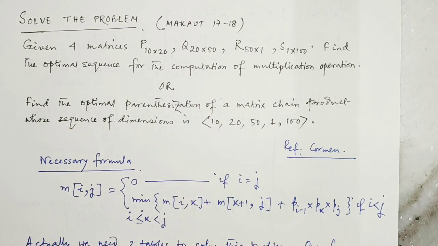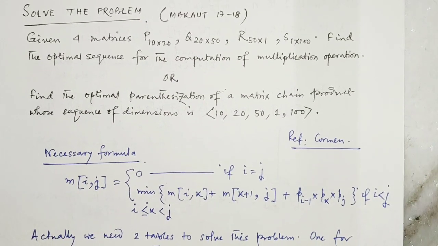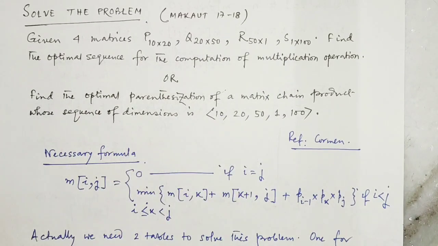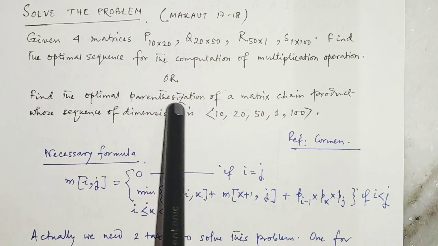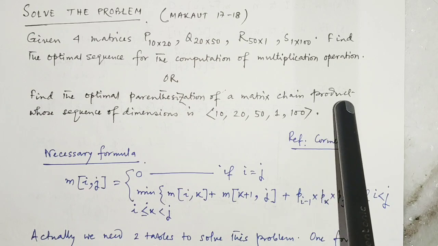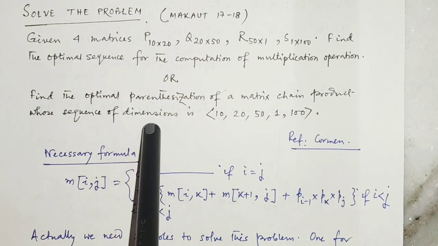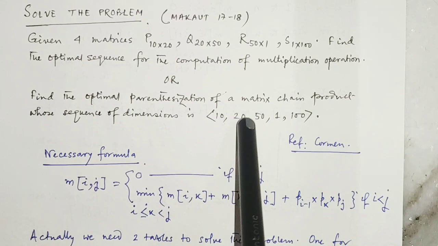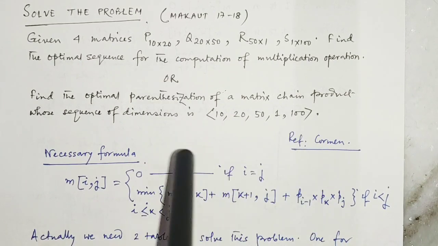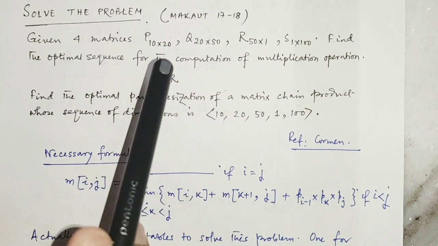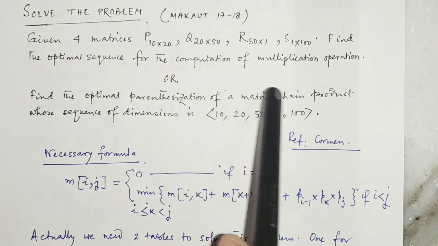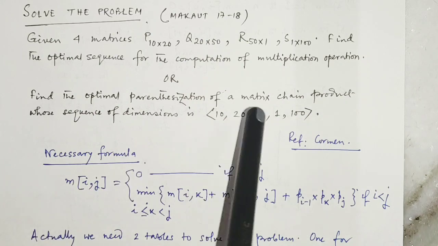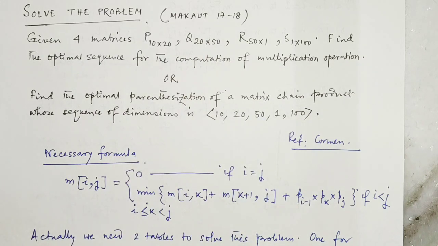Or the problem can be represented in other ways, where the matrices will not be given, their dimension sequence will be given. That means find the optimal parenthesization of a matrix chain product whose sequence of dimensions is 10, 20, 50, 1, 100. The same problem but different representations. In the first case the matrices are given, but in the second case only the dimension sequence is given. From the dimension sequence you can easily calculate the number of matrices present in the chain.